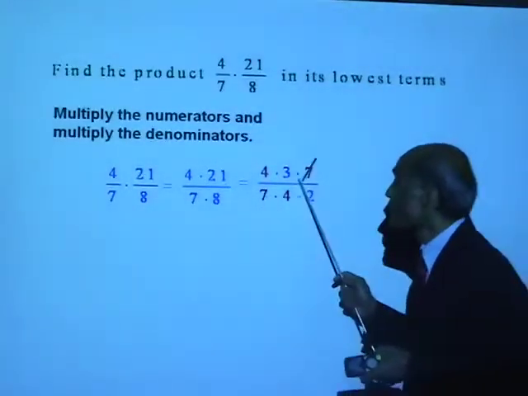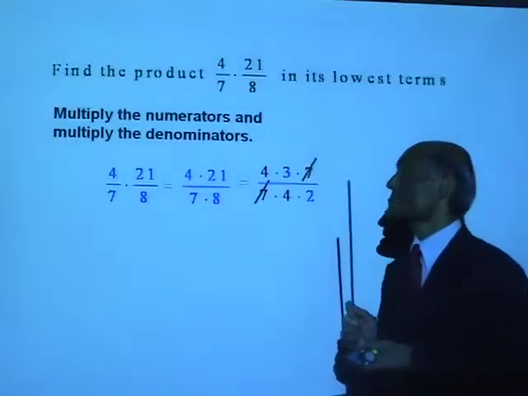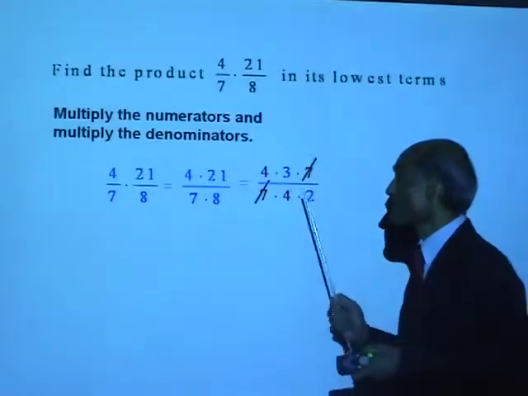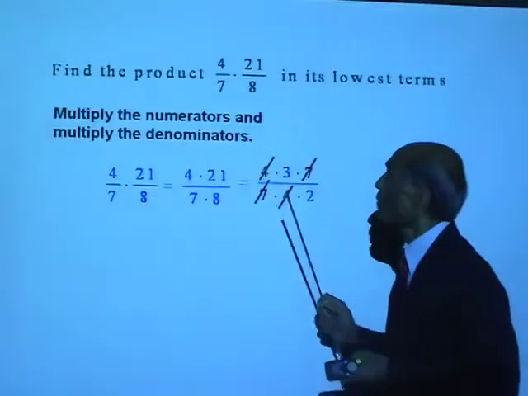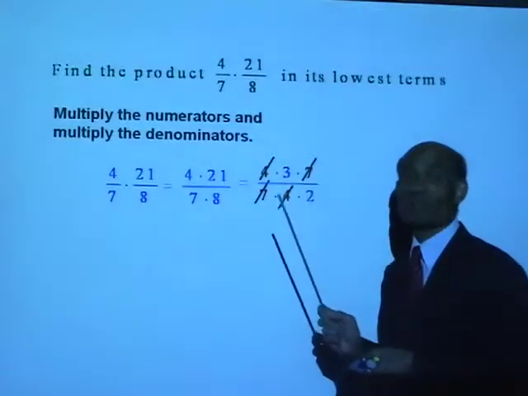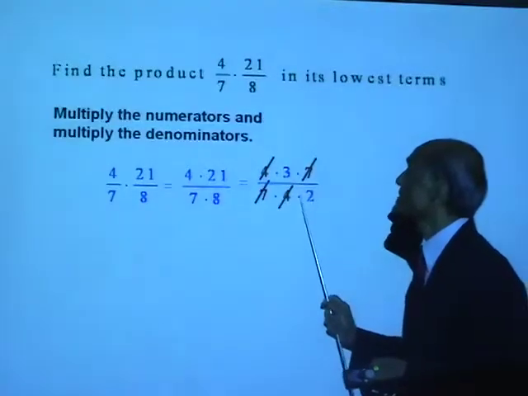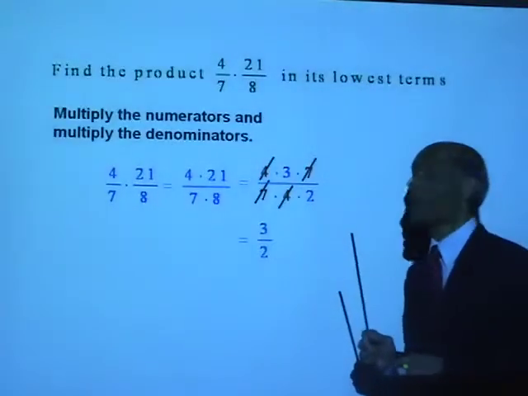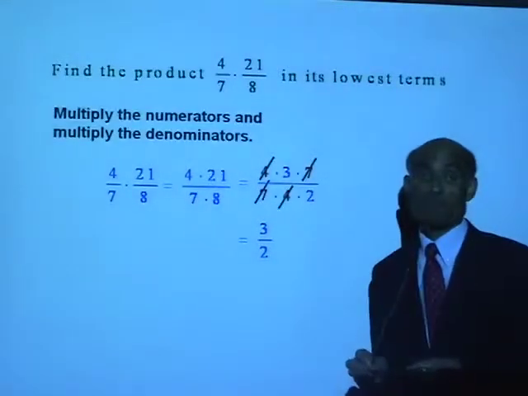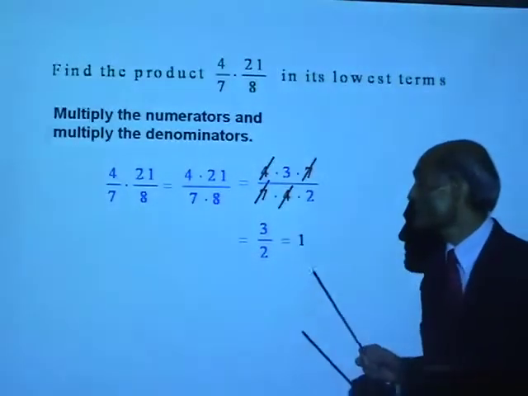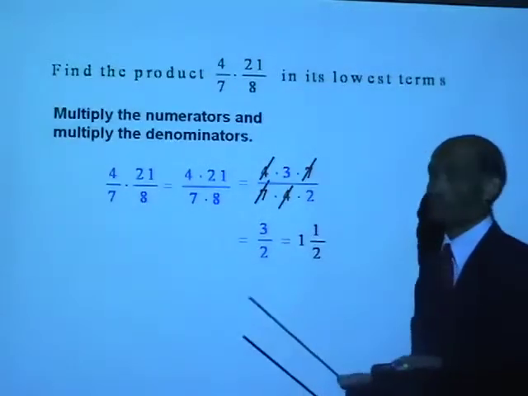Now you notice a 7 on the numerator and a 7 on the denominator will cancel. A 4 on the denominator and a 4 on the numerator will cancel, leaving us with the result a 3 on the numerator and a 2 on the denominator. But is this the answer? You must write the answer using a mixed fraction. That will be 1 and 1/2.